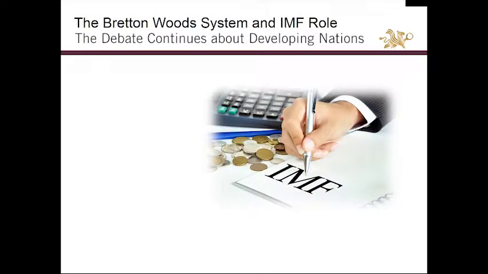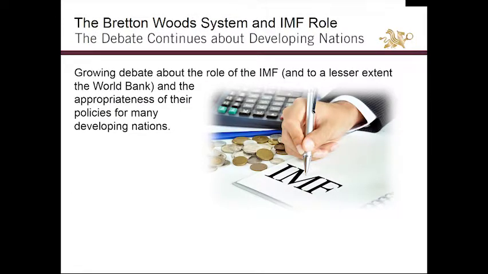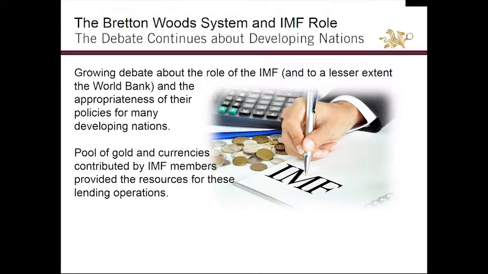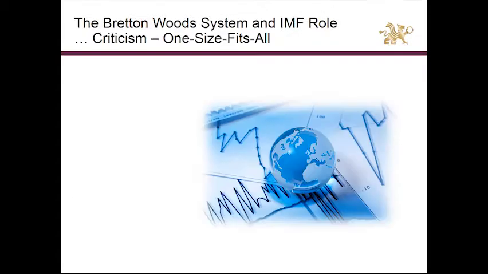There was a growing debate about the role of the IMF, and to a lesser extent the World Bank, and the appropriateness of their policies for many developing nations. The IMF stood ready to lend foreign currencies to members to tide them over during short periods of balance of payments deficits, when a rapid tightening of monetary or fiscal policy would hurt domestic employment. A pool of gold and currencies contributed by IMF members provided the resources for these lending operations.